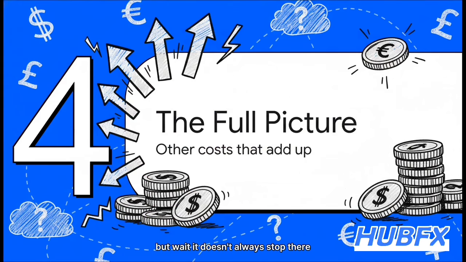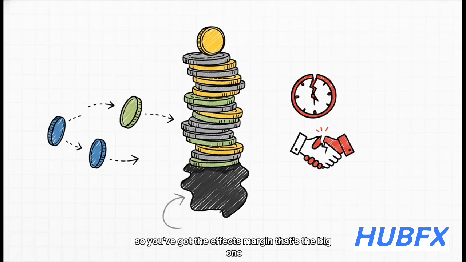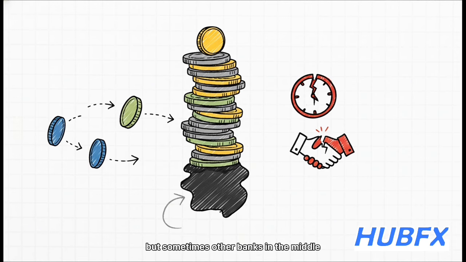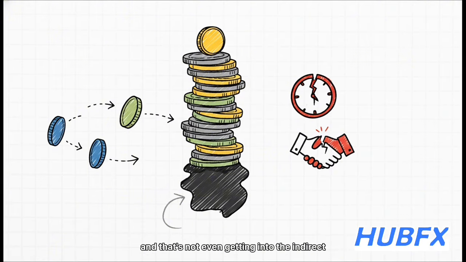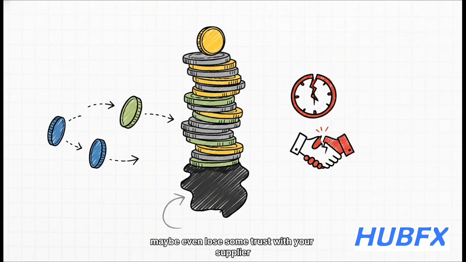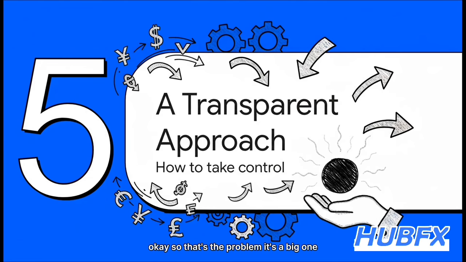But wait, it doesn't always stop there. On top of that huge hidden margin, other little fees can get tacked on all along the way, making your final cost even higher. So you've got the FX margin, that's the big one. Then there's that visible transfer fee we talked about. But sometimes other banks in the middle, often called correspondent banks, can also take a little slice as the money moves through the global system. And that's not even getting into the indirect cost to your business. What if the payment is slow? You could have shipping delays, maybe even lose some trust with your supplier. It all adds up.